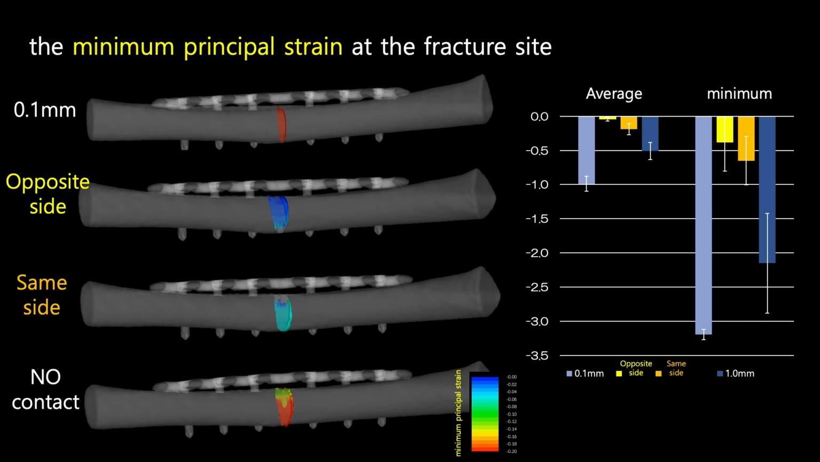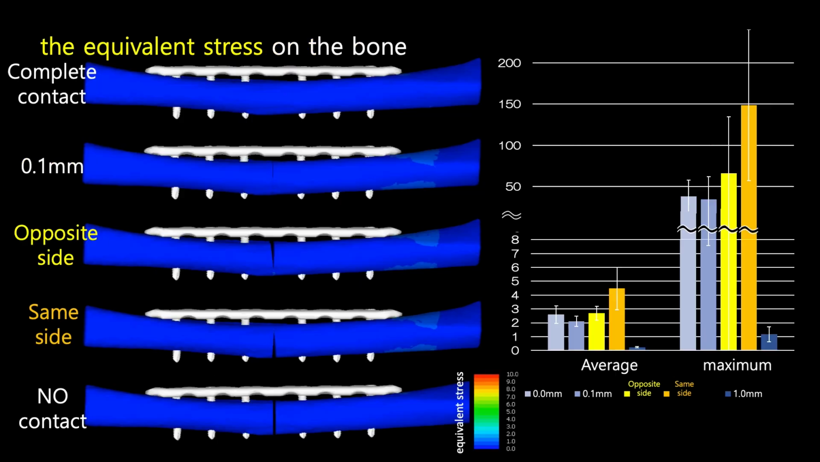On the other hand, if the same side as the plate is in contact and there is a gap on the opposite side, it results in a degree of strain that causes instability. Bones that suppress strain are subject to a corresponding load.